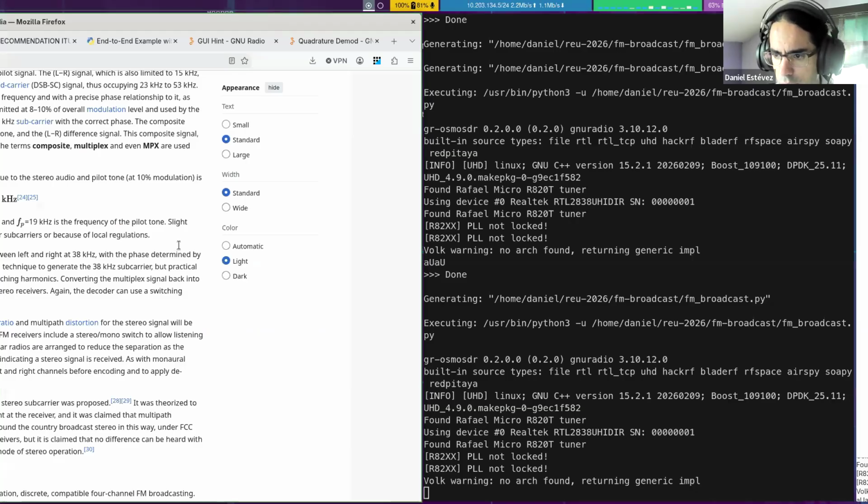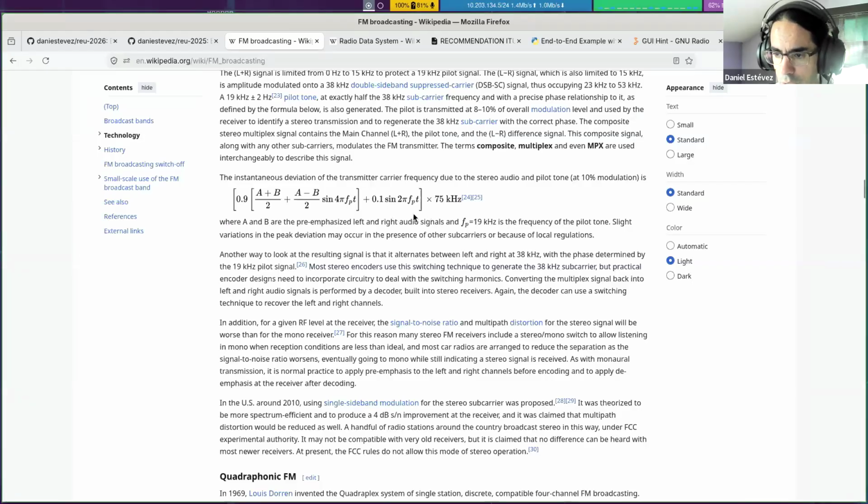But for now, we have this fP, which is 19 kilohertz. We have this 19 kilohertz sinusoid. It's multiplied by 0.1 because it's supposed to have less power than the other signals. It's only an auxiliary signal for the receiver. And now we have twice the frequency. So this is 2fP multiplied by the sine of 2 pi. So this is a 38 kilohertz tone. We are using this to shift the second audio signal, so the left minus right, in frequency.